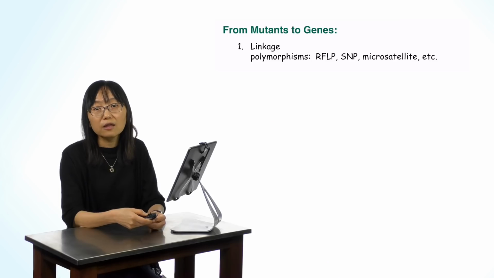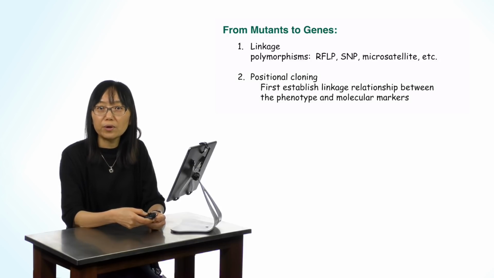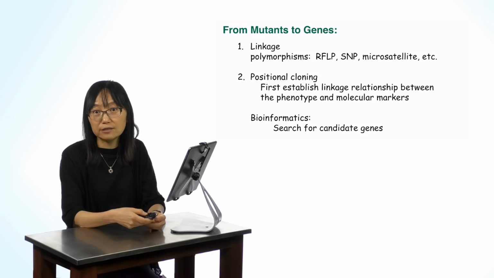We can consider the next question, that is, identifying the gene that is responsible for this mutant phenotype. The first step is to map the mutation. Once you place the mutation on a specific site of a chromosome, positional cloning will help you identify candidate genes.